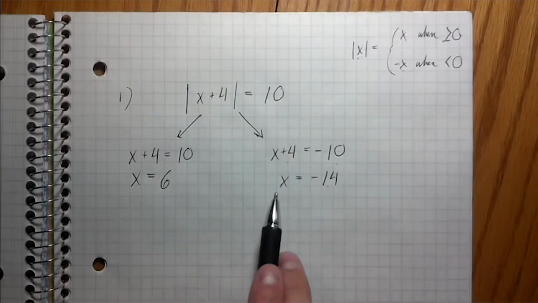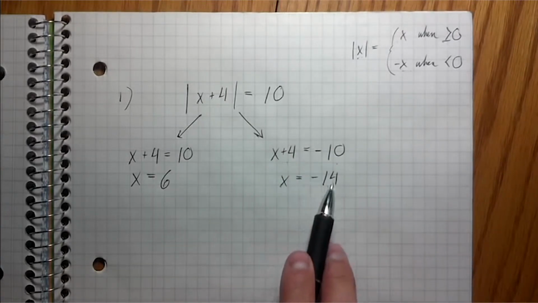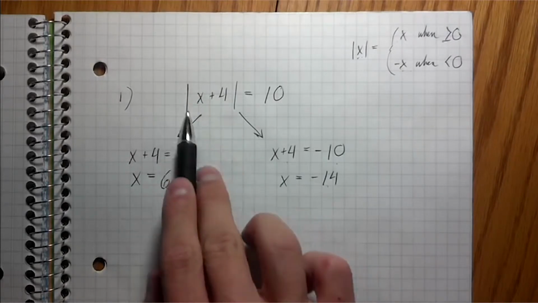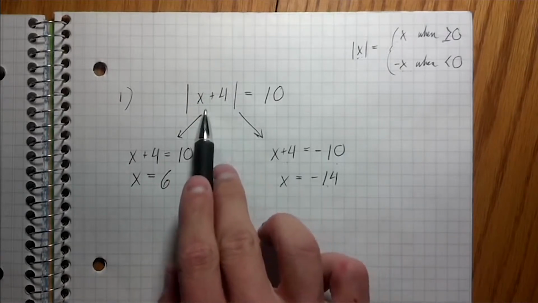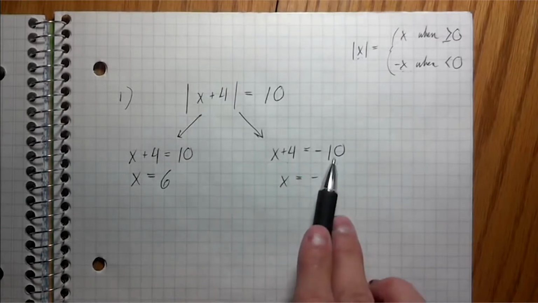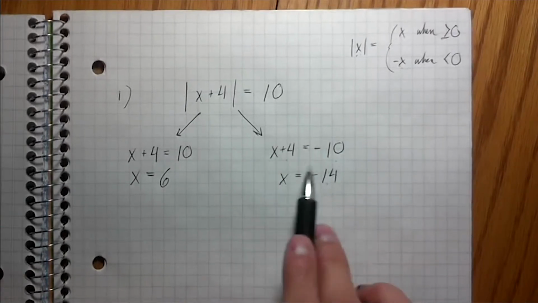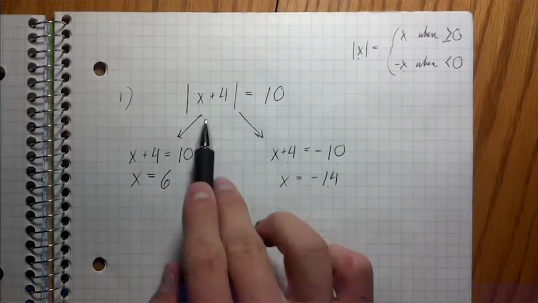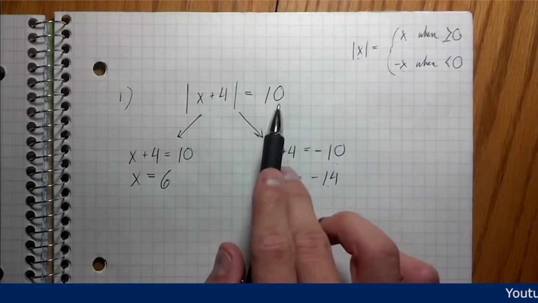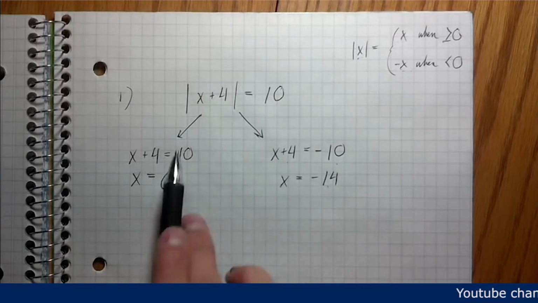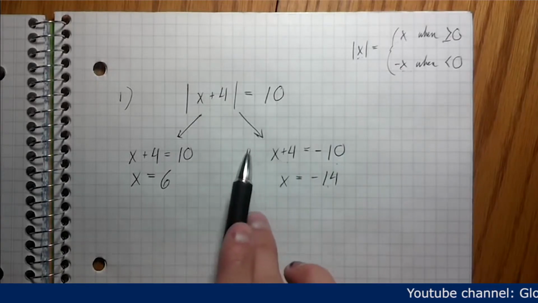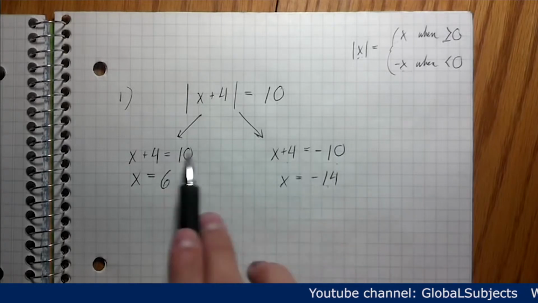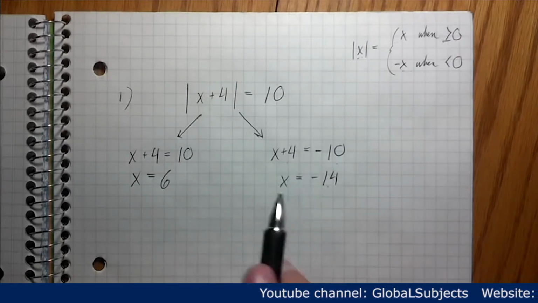Perfect, that works. What about x equals negative 14? If I put in negative 14 for x, negative 14 plus 4 is negative 10. The absolute value of negative 10 is positive 10. So do you see now why we set this equation equal to negative 10? If we put a negative 10 inside and take the absolute value of it, it gives me a positive 10. That's why I had to break it into these two equations. If that doesn't make sense, don't worry about it. You can just remember that you make one positive and one negative, but it's nice to understand that.